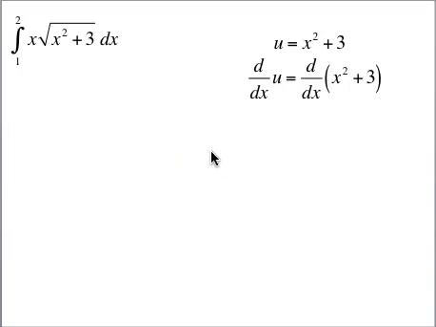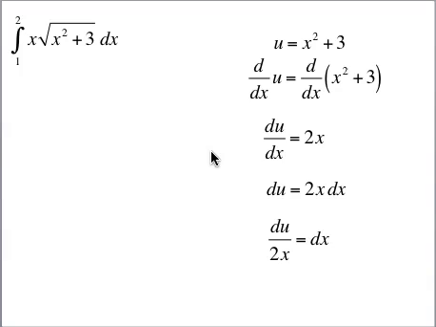The derivative with respect to x of u is the derivative with respect to x of x squared plus 3. The derivative with respect to x of u, du dx equals 2x. So du is 2x dx, and then dividing by 2x, we get du divided by 2x is dx. That's going to substitute there. x squared plus 3 is going to be u. That x is going to cancel nicely, but we have to change our endpoints.